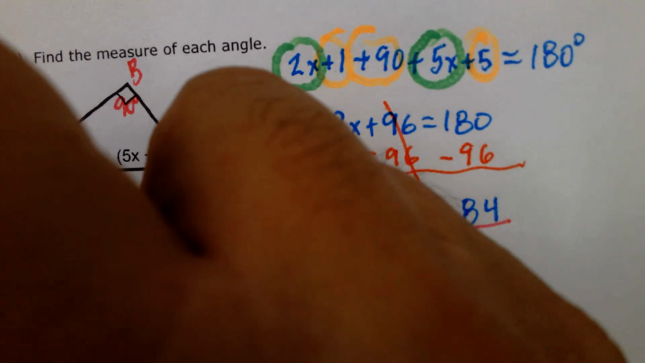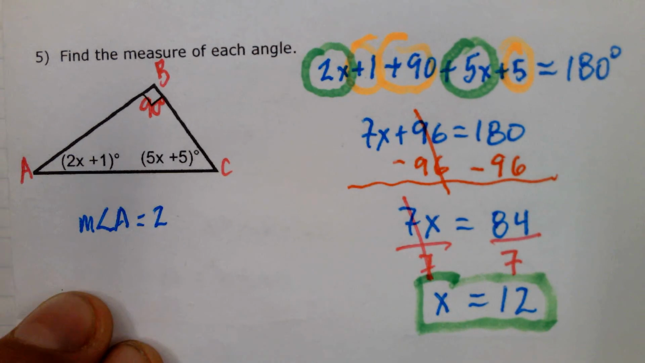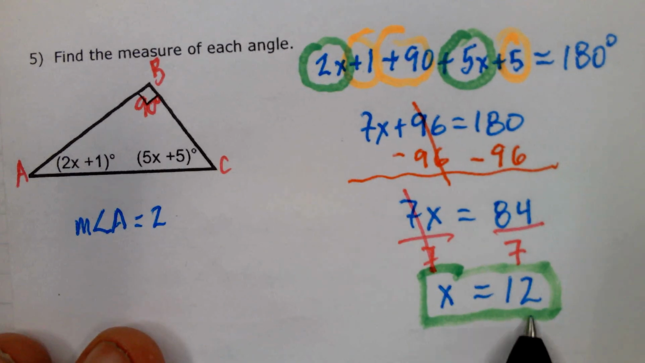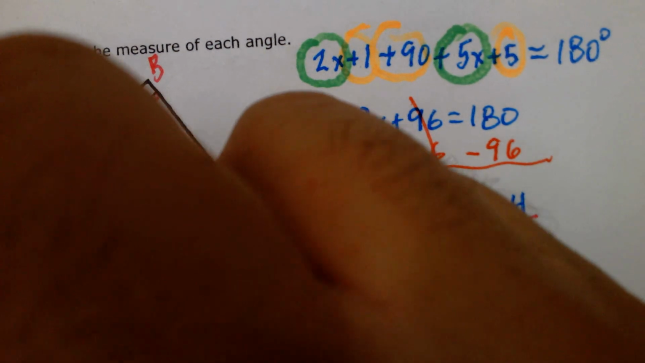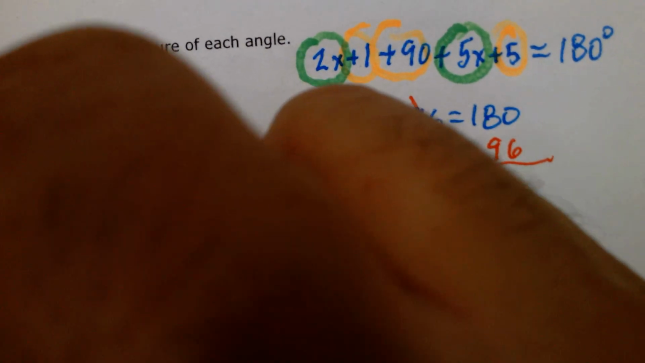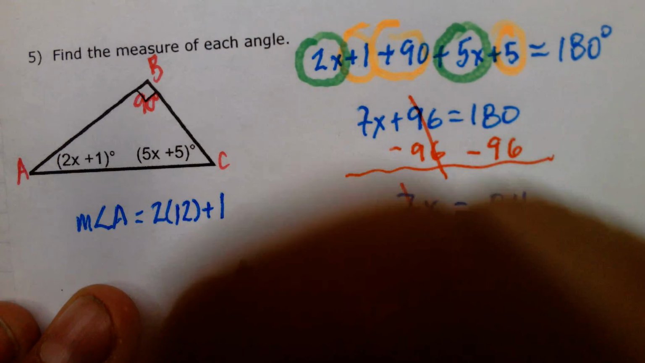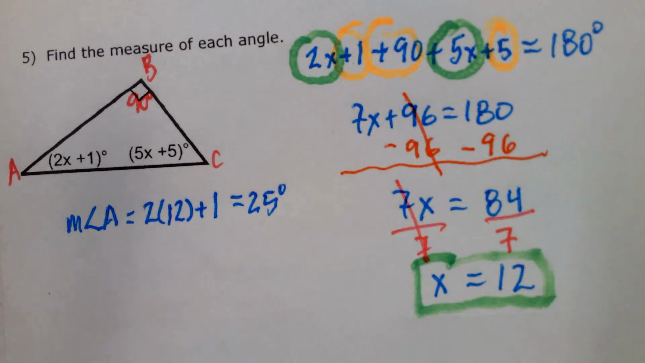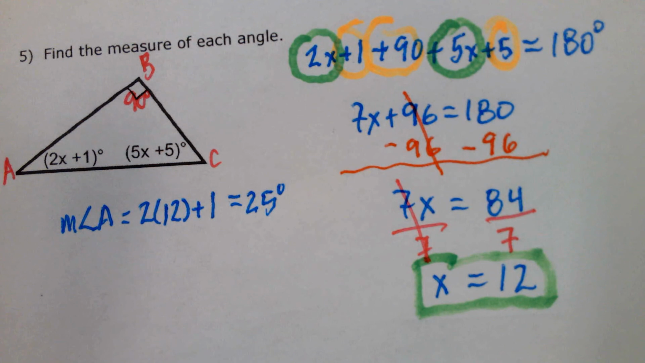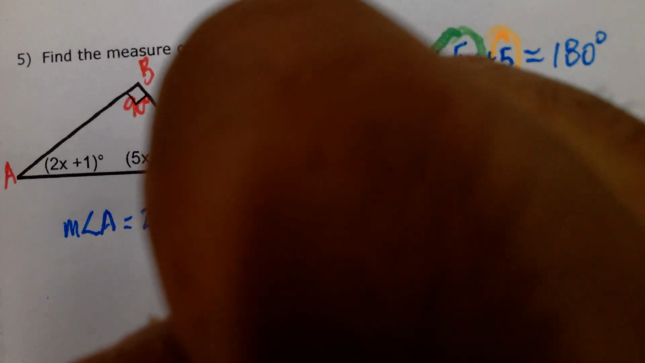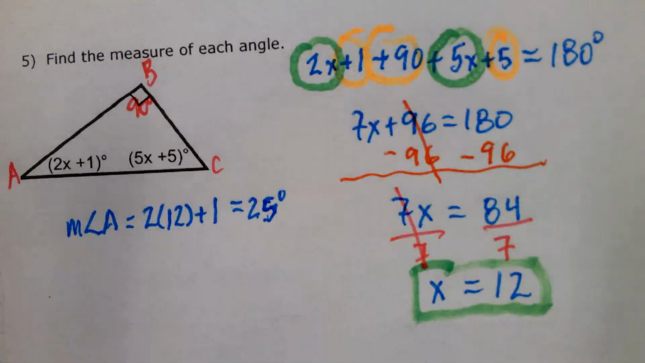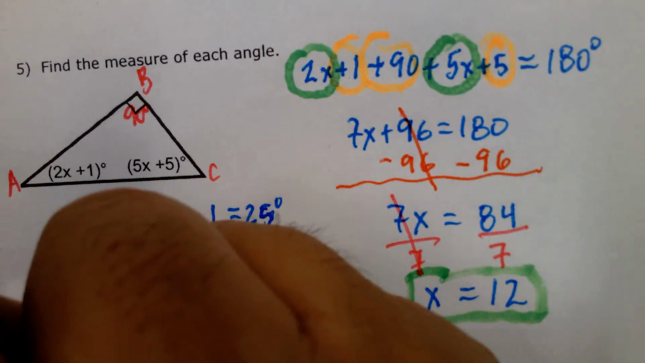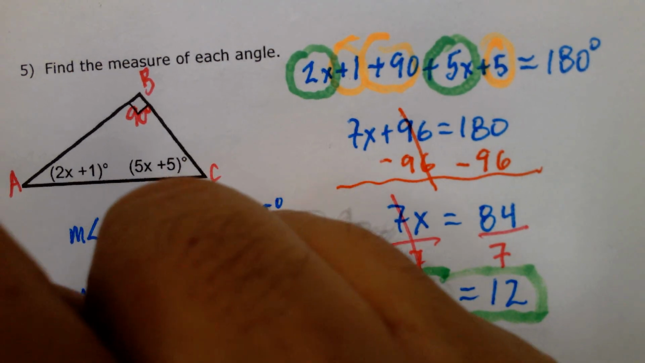It's 2x plus 1. But instead of x, what am I going to write? X is how much? 12. So it's 2 times 12 plus 1. So that's 25. So now I just figured out the measurement of angle A. 25 degrees. Let's figure out the measurement of angle B.